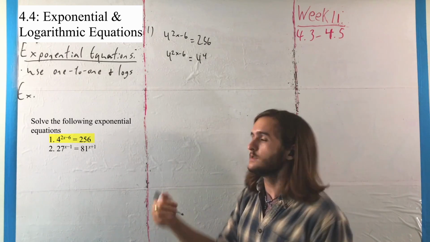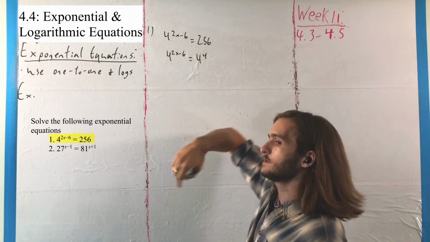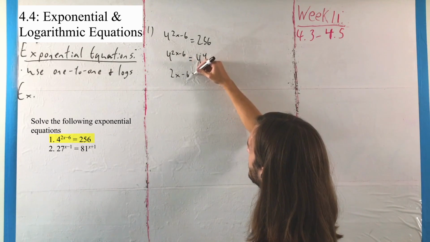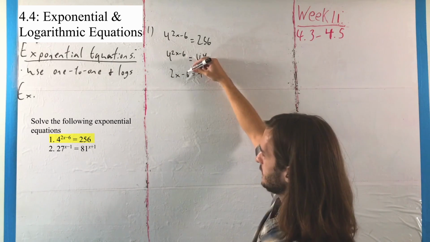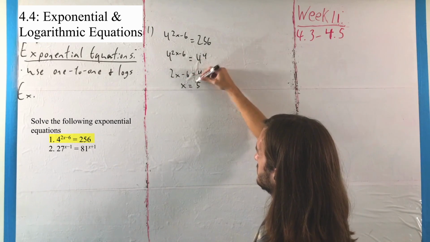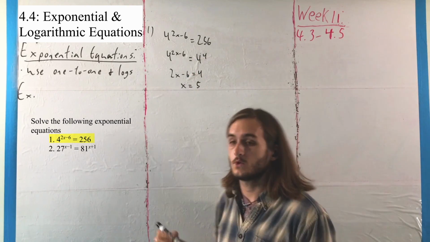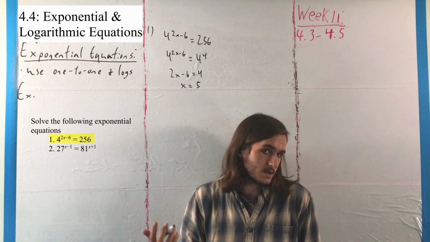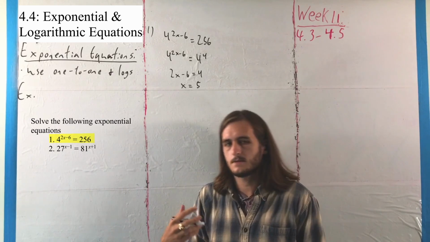And since we have the same base, we can just focus on what happens with those exponents, and this turns into 2x minus 6 equals 4. And from here, you add over 6, divide out 2, get x is equal to 5. So our solution set would just be 5. A lot of these are going to turn into somewhat nice linear things, maybe quadratics.